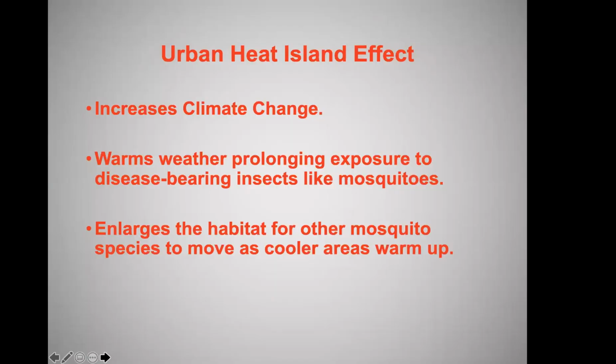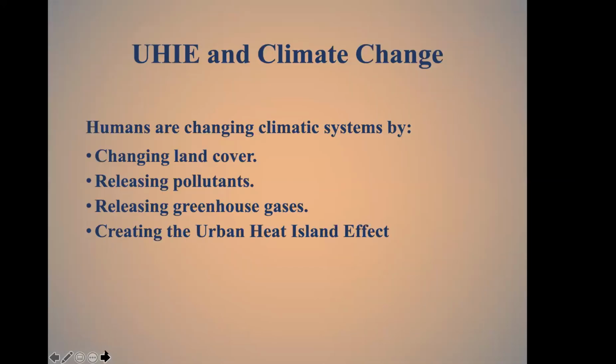So the urban heat island effect, the reason we look at it is because it's increasing climate change or speeding up climate change. It warms weather that prolongs exposure to disease-bearing insects like mosquitoes. More and more species are moving further and further into cooler climates, and that does include insects. It also enlarges the habitat for other mosquito species to move as cooler areas warm up. And I think people are starting to note that, and Rusty will note this in her mosquito app, I'm sure.